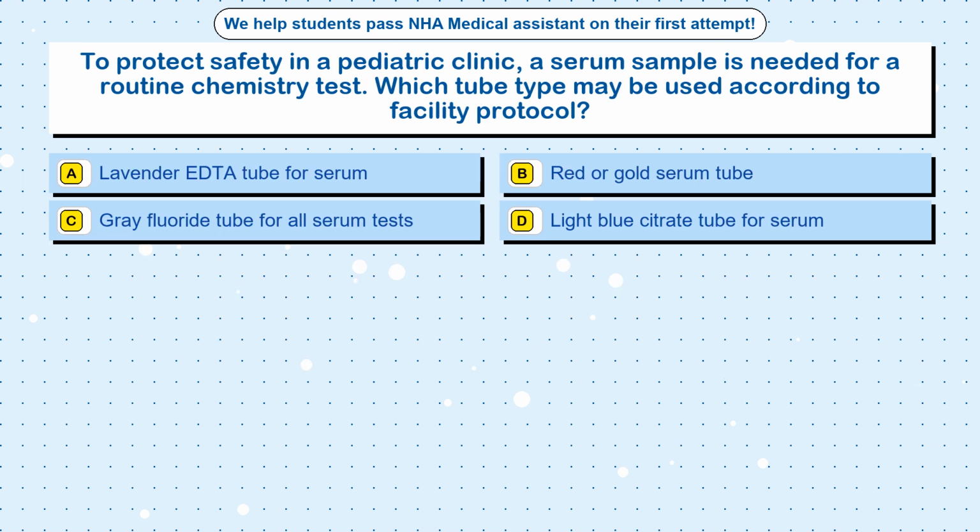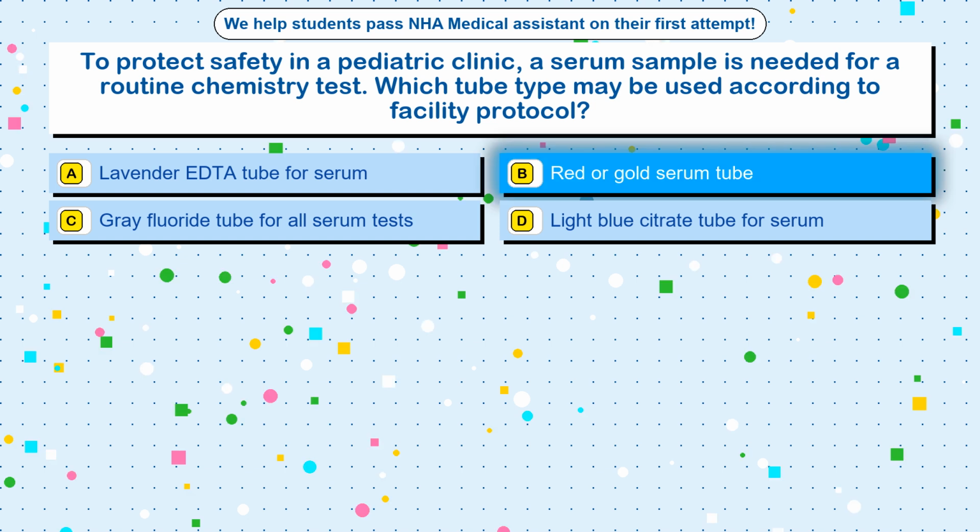Question 71. To protect safety in a pediatric clinic, a serum sample is needed for a routine chemistry test. Which tube type may be used according to facility protocol? Option A, lavender EDTA tube for serum. Option B, a red or gold serum tube. Option C, gray fluoride tube for all serum tests. Option D, light blue citrate tube for serum.